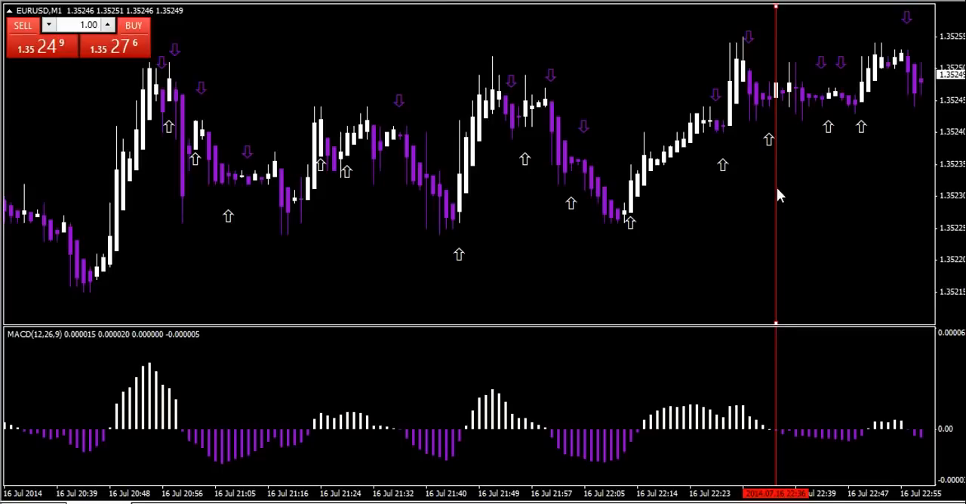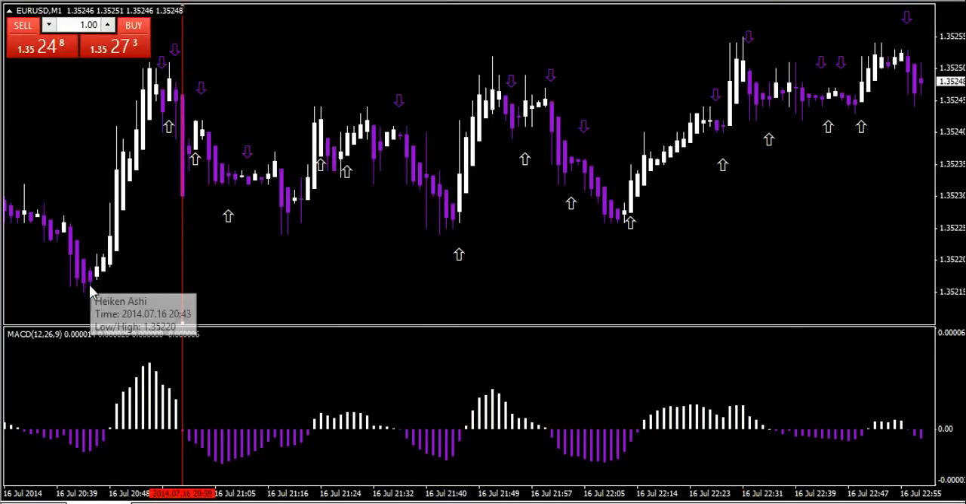As you can see on my setup here, the up candles are white and the down candles are purple. The colors match on the MACD, so you need to make sure your colors match.